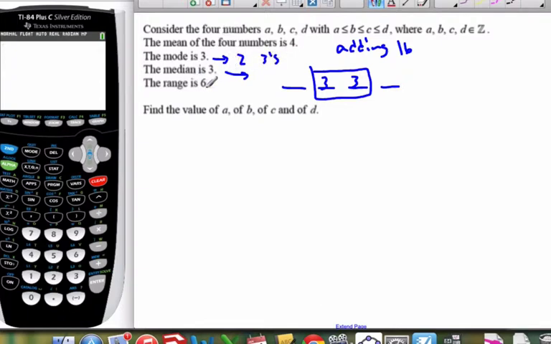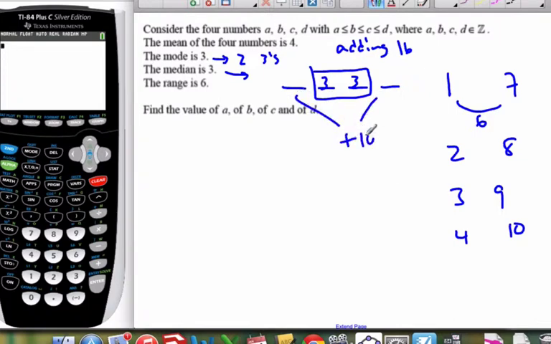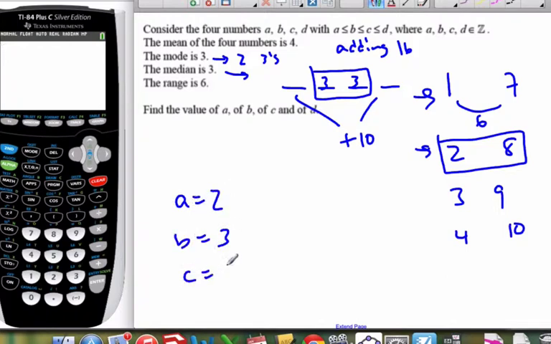And the range is 6. That means from the minimum to the maximum is 6. So I could have 1 and 7 because the range here is 6. Or I could have 2 and 8. Or 3 and 9. Or 4 and 10, because all these differences are 6. I know the median has to be 3, so the two middle values total 6. So the minimum and maximum have to add up to 10. Of these combinations, this is the one that adds up to 10. So I'm going to say that A is 2, B is 3, C is 3, and D is 8.